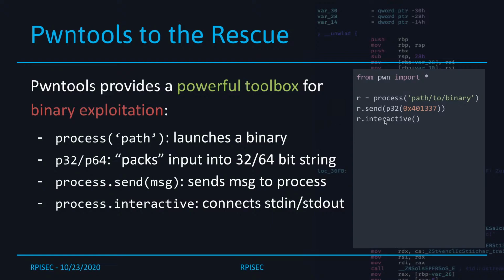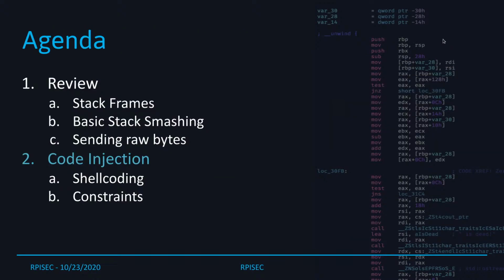And then lastly, the final function that we want to be thinking about is process.interactive. That will connect the standard in and standard out from your terminal to this process. So that will allow you to interact with it just with a keyboard, essentially. It'll allow you to interact with it as if you're running it natively without any kind of Pwntools in the mix. So that was a really, really basic, quick overview of all of the things that we talked about on Monday.